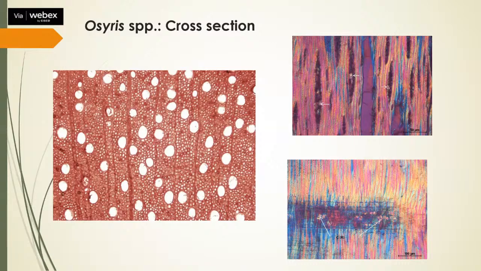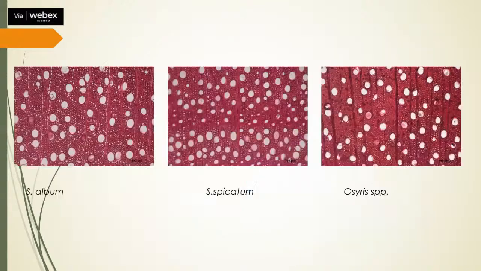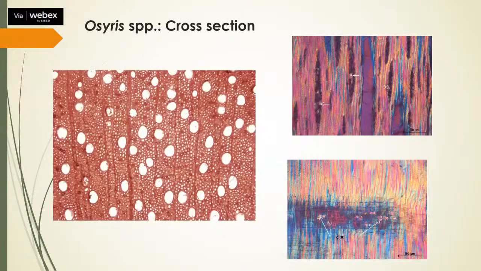and Osyris species. As we see here, Osyris species also has solitary pores, and we have this diffuse-in-aggregate arrangement, and it also has 2 to 3 seriate rays, and the same type of radial structure. The radial longitudinal plane will also be there.